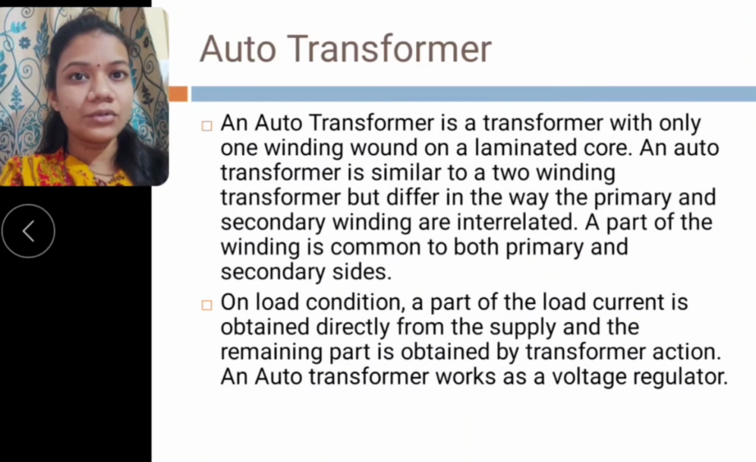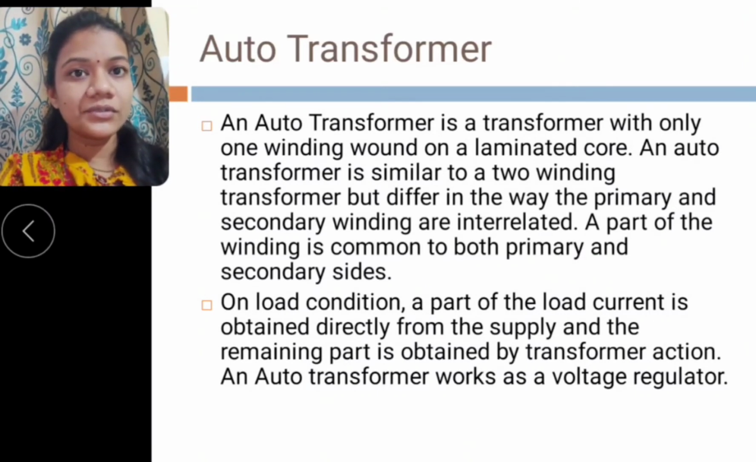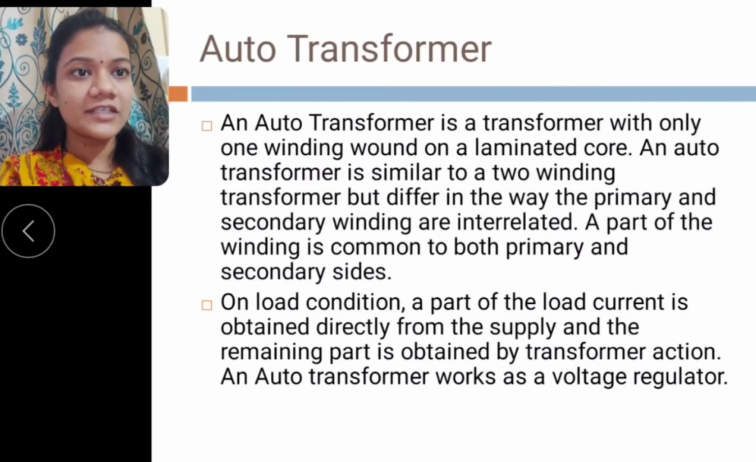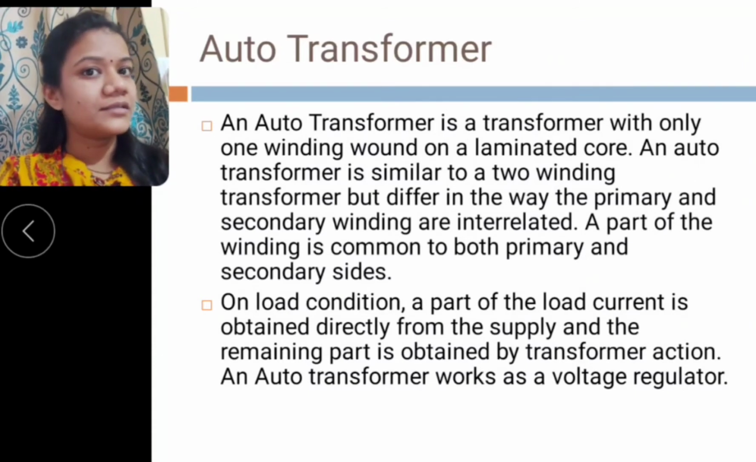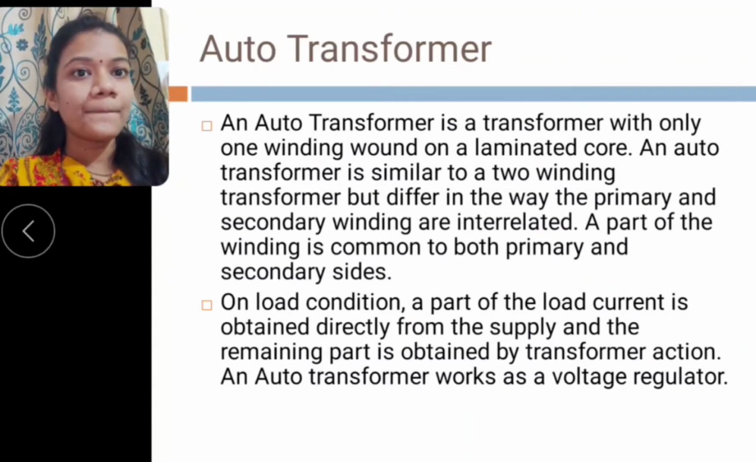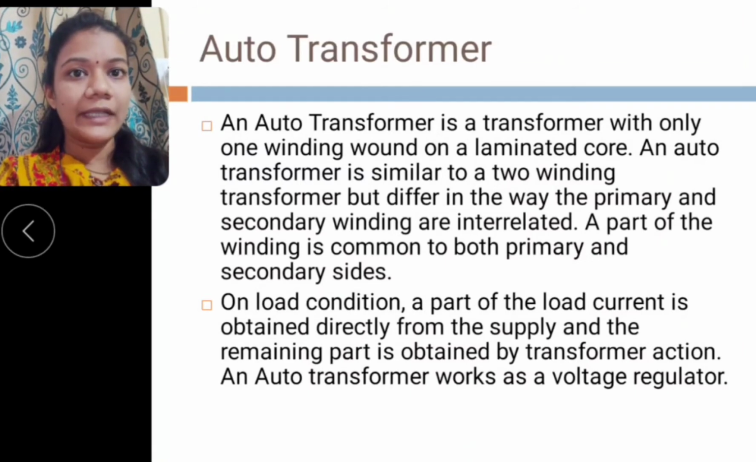The next is the auto transformer. Now what is an auto transformer? An auto transformer is a transformer with only one winding. As we see in our normal transformer, there are two windings. First is your primary and second is your secondary. So in an auto transformer, only one winding is wound on a laminated core.